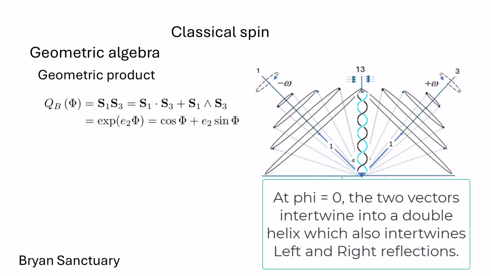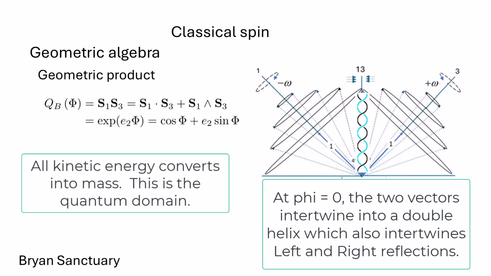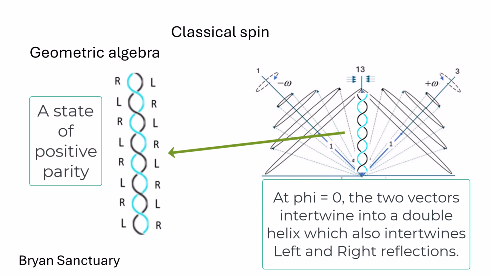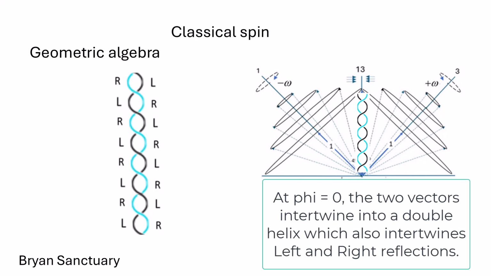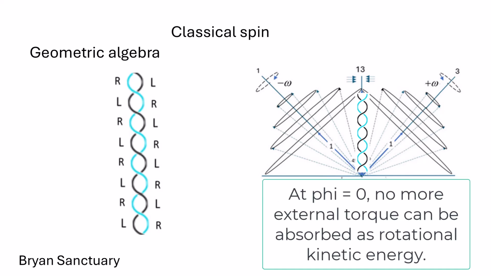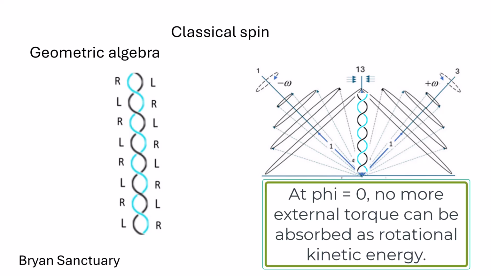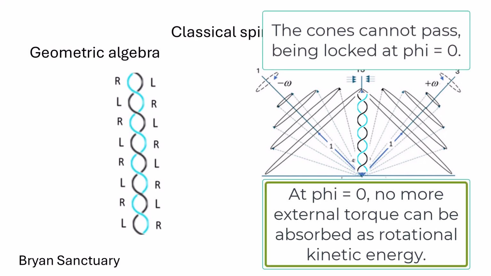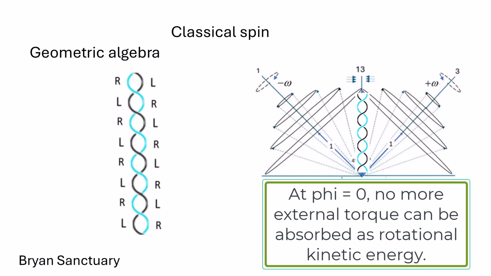This state, as emphasized, converts into mass, and all kinetic motion stops. The double helix wraps up reflection into a state of positive parity. As the two opposite helicities intertwine into scalar mass, which is all mass at phi equals 0, it is impossible that more torque can allow the two cones to pass. They are locked into their quantum state at phi equals 0. Adding more energy cannot be absorbed by the bivector.